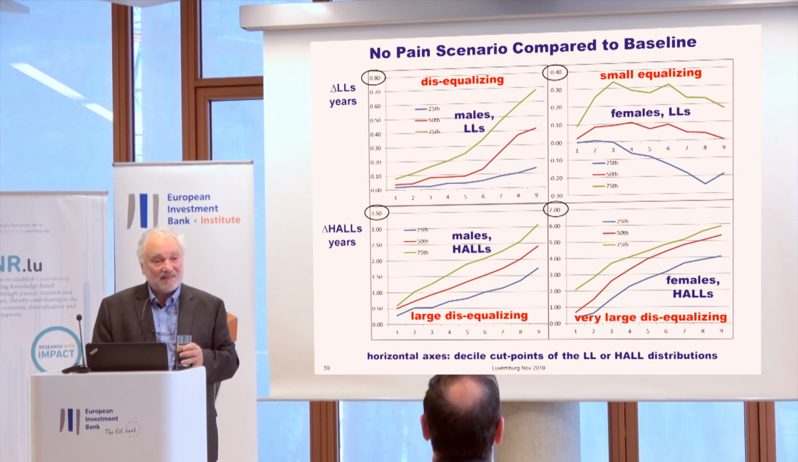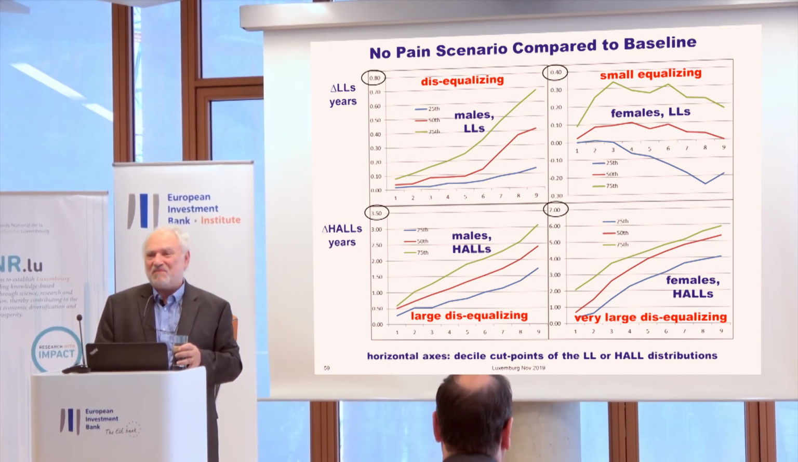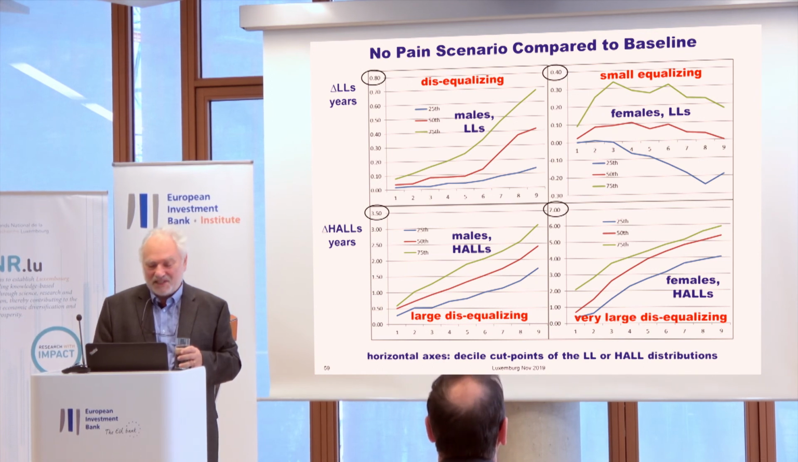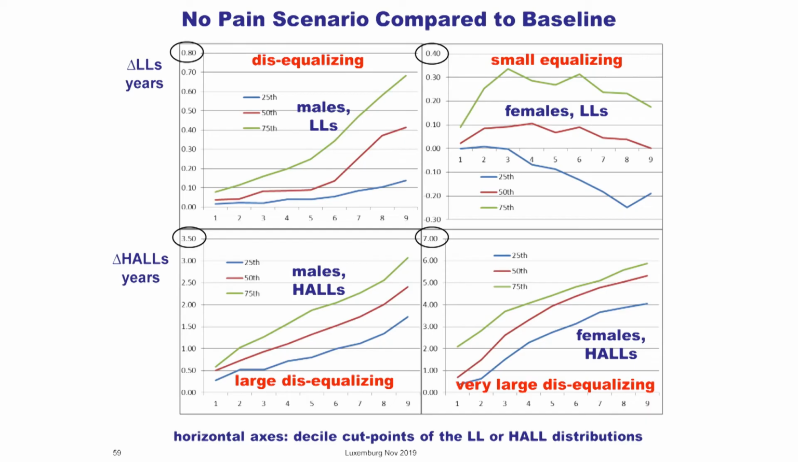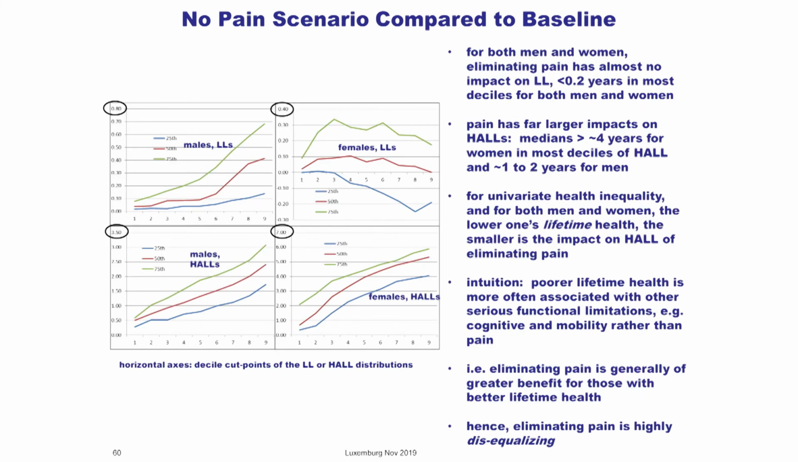Here's what it looks like. And I have to say, I was really surprised when I got these results because I didn't believe them. And so we spent a lot of time digging into the model to make sure these results were right. So in terms of life lengths, and the numbers on the vertical axis are quite small, it's disequalizing for men, and for women, small, somewhat equalizing. But in terms of health-adjusted life expectancy, the numbers are much bigger, and it's strongly disequalizing. So what's going on?